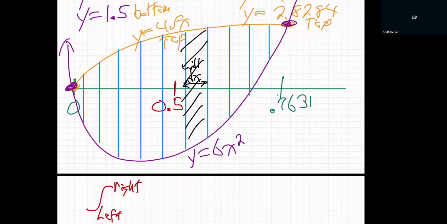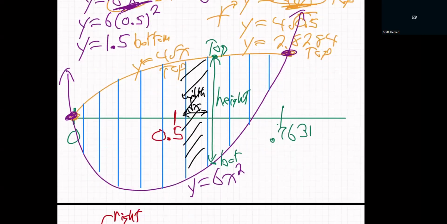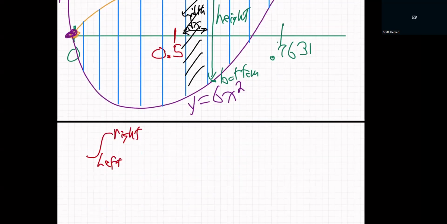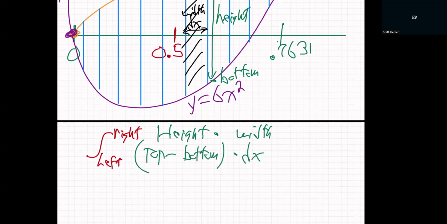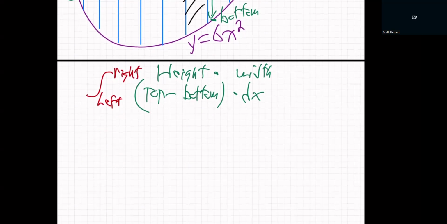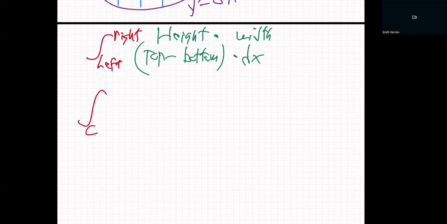dx is the width of the rectangle, and the height of each rectangle is going to be the top minus the bottom. That's how you find the height. So it's the integral of the height times the width. That's how you find the area of a rectangle, height times width, which we know is top minus bottom, that's the height, times the width, which is dx. And so that means it's the integral from, what's the left and the right? The left is 0. The right is 0.7631.